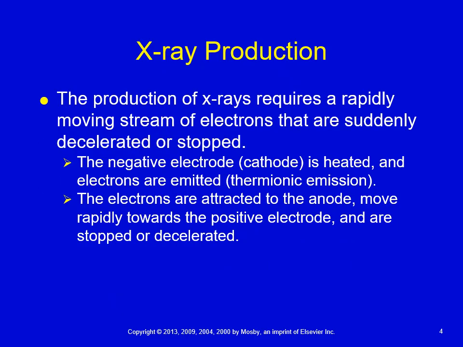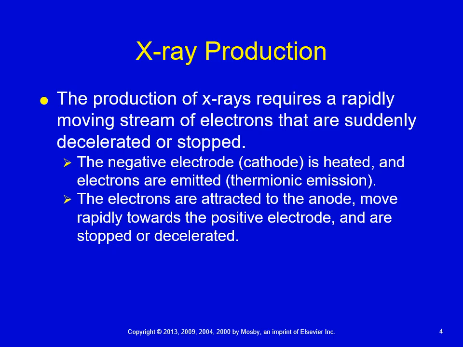Now we're going to talk a little bit about X-ray production. Bottom line up front, in terms of X-ray production, it occurs when electrons that are moving rapidly from the cathode to the anode are suddenly stopped or slowed down. So decelerated is slowed down, and of course stop, just like you stop your car or stop midstream.